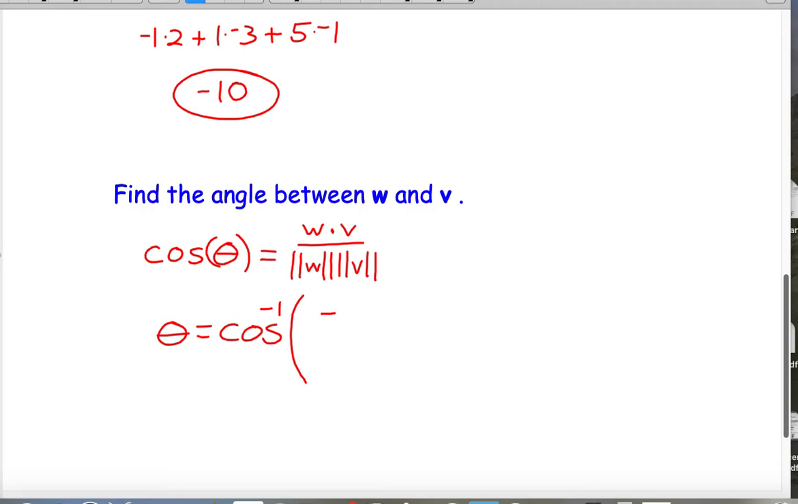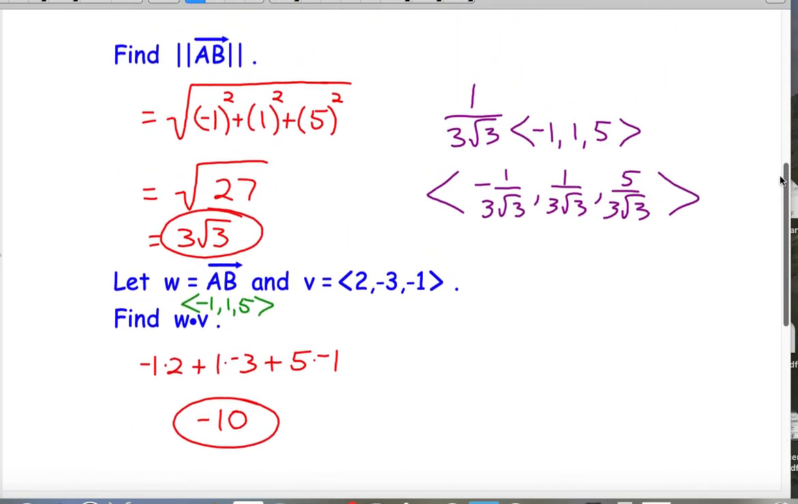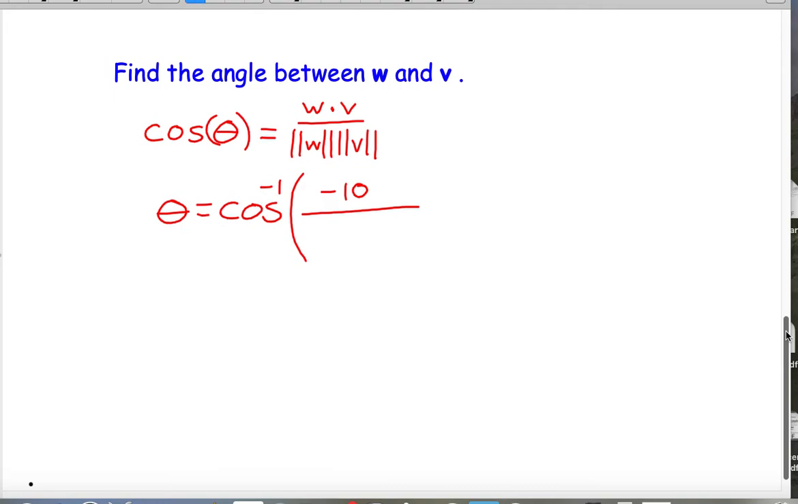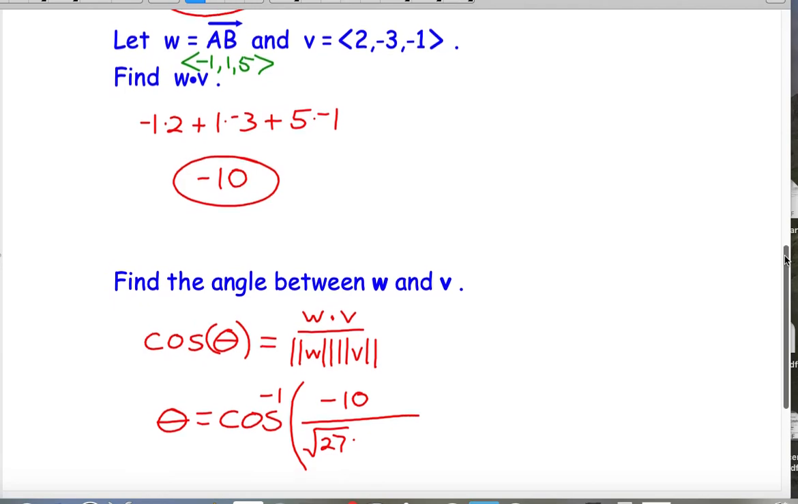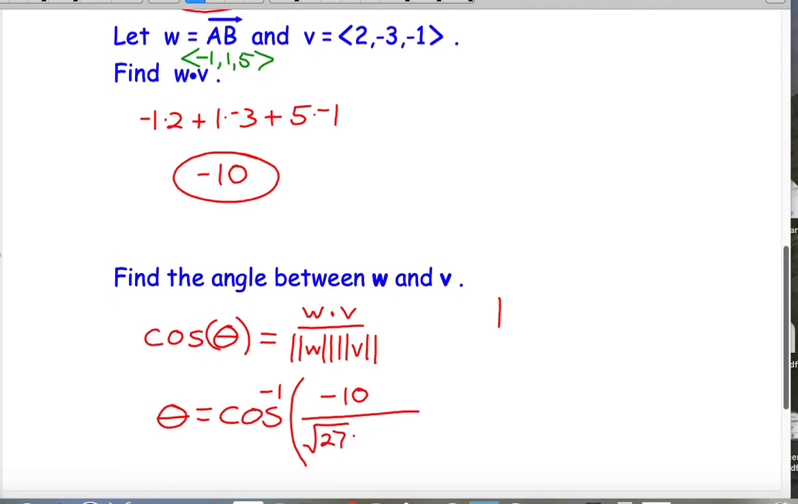So the dot product was negative 10. And then the magnitude of W represents AB, we figured out its magnitude up here, so that was 3 root 3. Or I'm just going to leave it as the square root of 27 for now. And then we need to find the magnitude of V. So the vector v was 2, negative 3, negative 1. So I'll do that over on the side. The square root of 2 squared is 4. Negative 3 squared is 9. Negative 1 squared is 1. So that's the square root of 14.